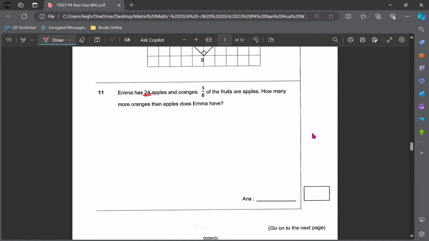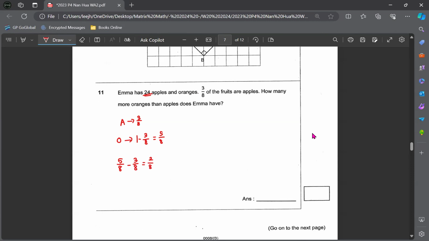3/8 are apples, which means that the oranges will represent a fraction of 1 whole minus 3/8. The oranges represent 5 over 8 of the fruits. And it says, how many more oranges than apples does Emma have? Which means that we need to find the difference in fraction between the apples and oranges. The oranges are more than the apples by how much? So we take 5/8 minus 3/8, which is 2/8.